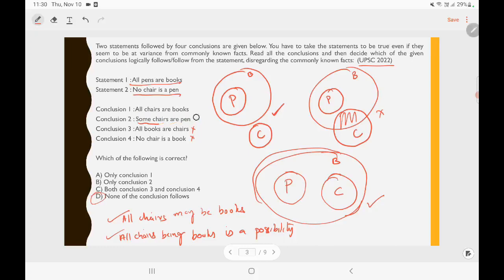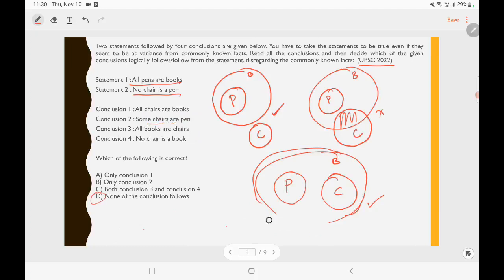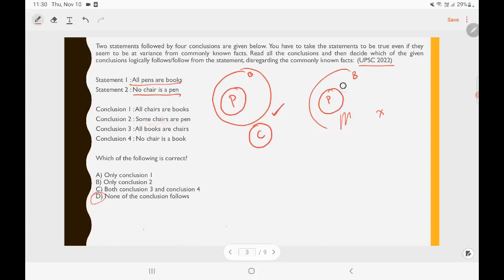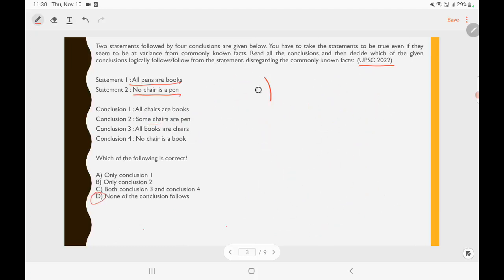Now there is a third method, which is also a very easy method. Here you are using representations. Statement 1 says that all pens are books. So let's say P represents pen. We have 3 pens, so I have written 3 P's here. Now all pens are books, so I am writing B for books. And there will be books which are not pens, because the statement says all pens are books, not all books are pens.